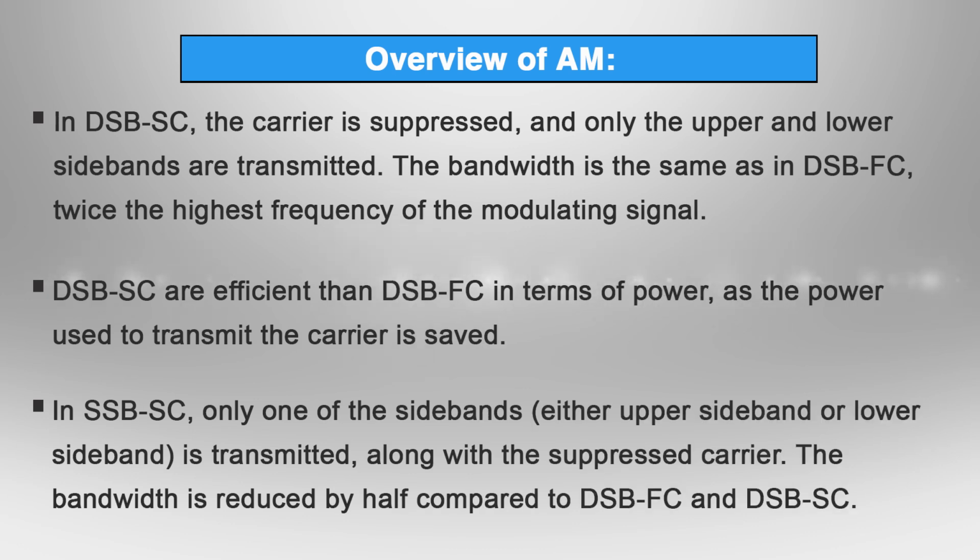In single sideband suppressed carrier, only one of the sidebands, either upper sideband or lower sideband, is transmitted along with the suppressed carrier. The bandwidth is reduced by half in case of SSB compared with DSB FC and DSB SC.